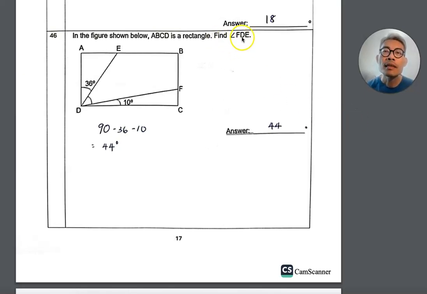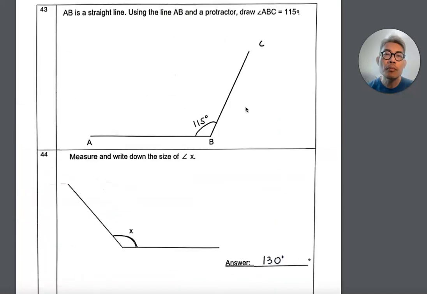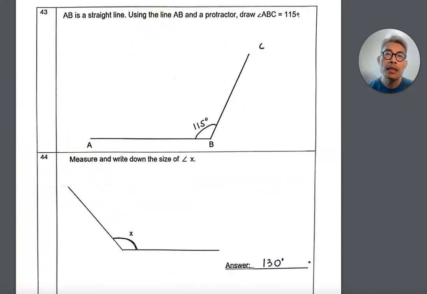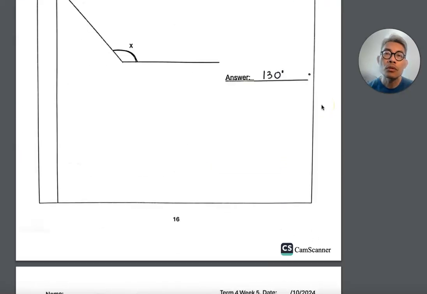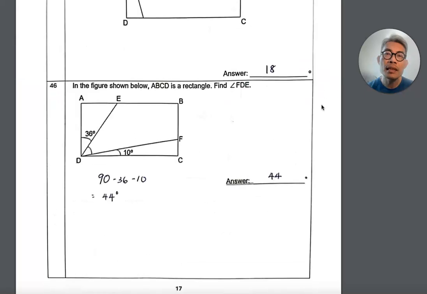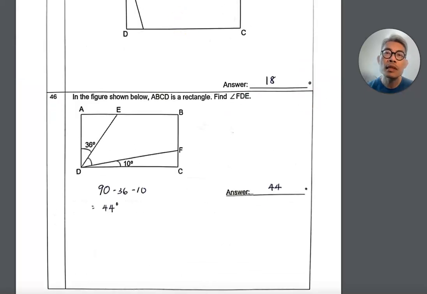It's a rectangle, find angle FED. Now, there are 2 kinds of ways it asks you to look for angles. One is measure. If it asks you to measure, this word measure means you have to use your protractor. But if they ask you to find the angle, find means you calculate. So you know this whole thing here is actually 90.